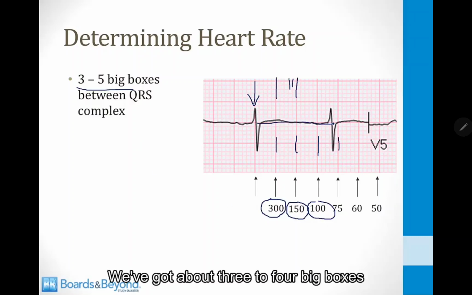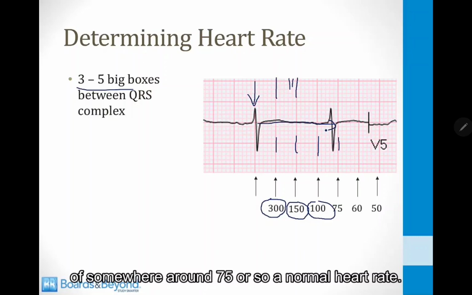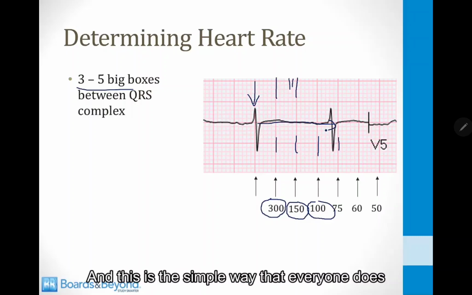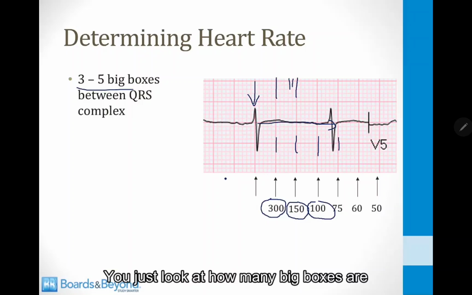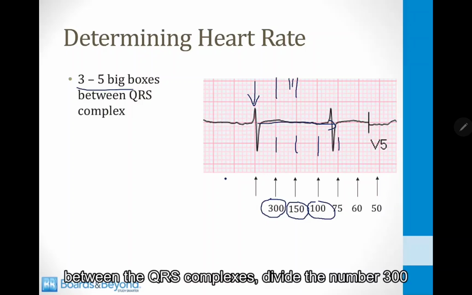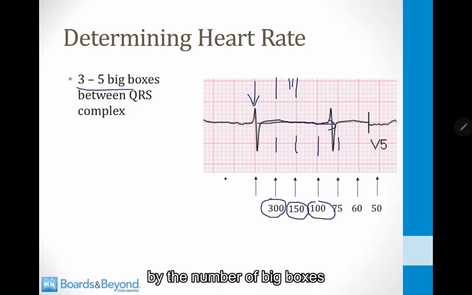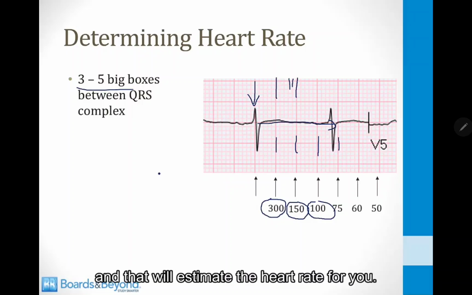We've got about 3 to 4 big boxes, which represents a heart rate of somewhere around 75 or so, a normal heart rate. And this is the simple way that everyone does to eyeball the heart rate. You just look at how many big boxes are between the QRS complexes, divide the number 300 by the number of big boxes, and that will estimate the heart rate for you.